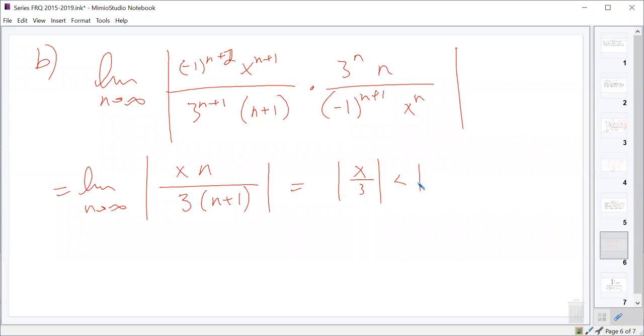Set that less than 1 to determine that the absolute value of x is less than 3. Tells us that our radius of convergence is 3 and that it converges for -3, 3 as our base interval of convergence, and it has absolute convergence on that interval. Everybody good with that so far? Okay. If you got to that point, you got 3 points. So 1 for setting up the ratio, 1 for finding the radius of convergence. Did it specifically ask for the radius of convergence?